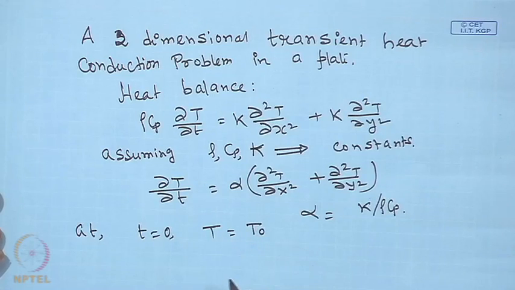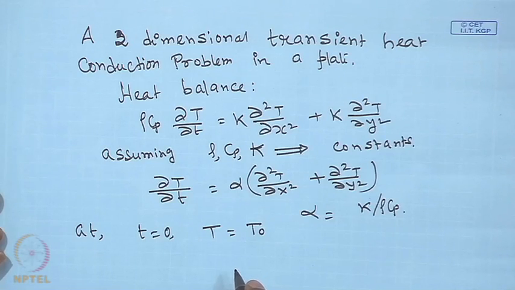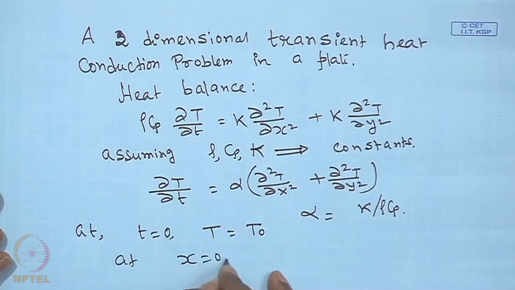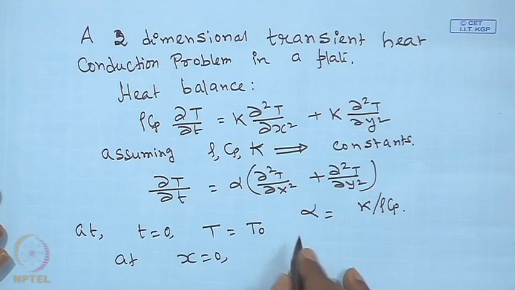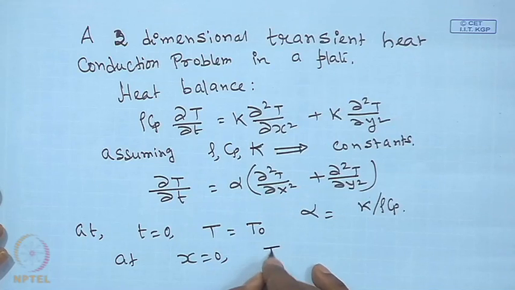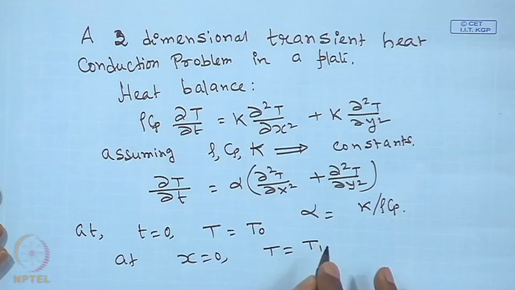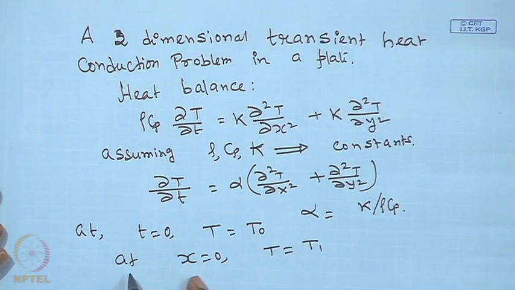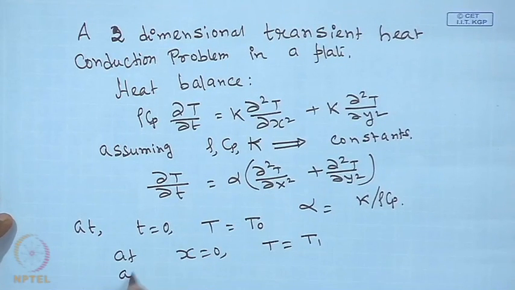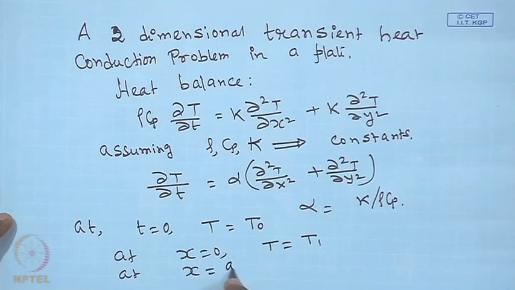Now, we set up the boundary conditions. At t is equal to 0, we have T is equal to T naught. Let us say T naught is the temperature that is existing initially at time t equal to 0. At x is equal to 0, let us say we have a Dirichlet boundary condition. Let us say at x is equal to 0, T is equal to T 1, and at x is equal to a.